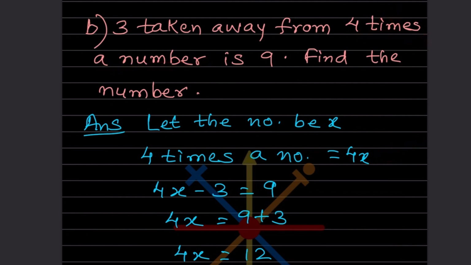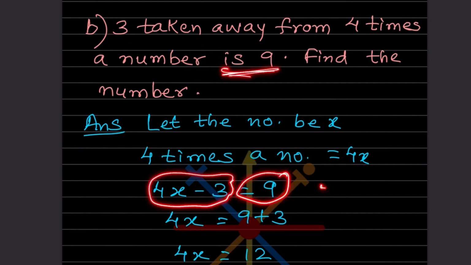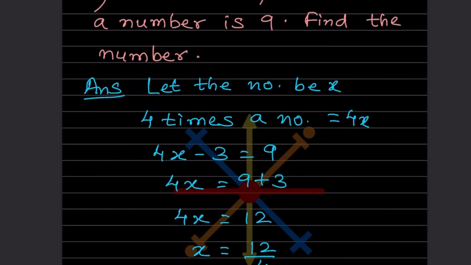So now what did they say? 3 taken from 4 times a number. Okay, so from 4 times, taken away means we are going to subtract. So this is 4x minus 3 is 9. Is means is equal to 9. So this is the equation what we got. But then again we have to solve it.